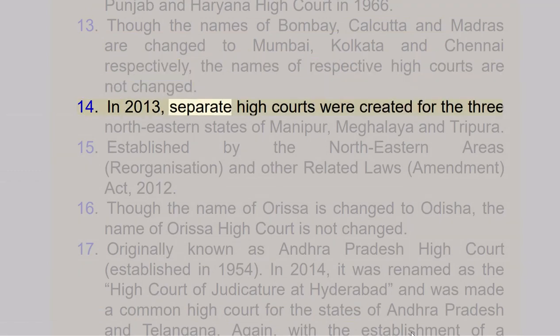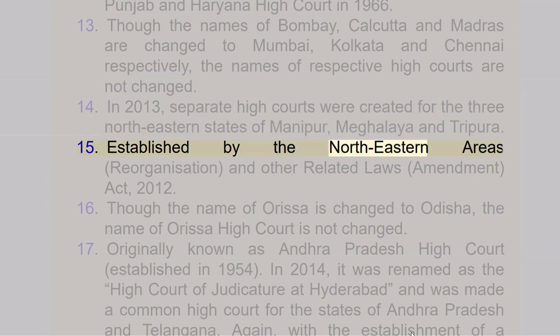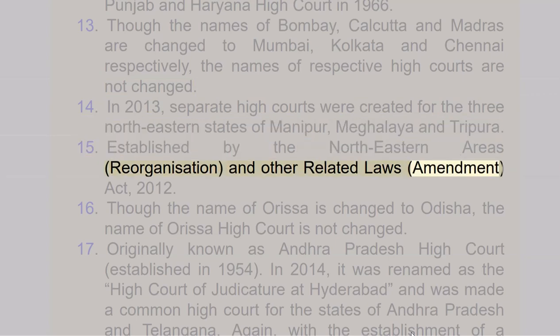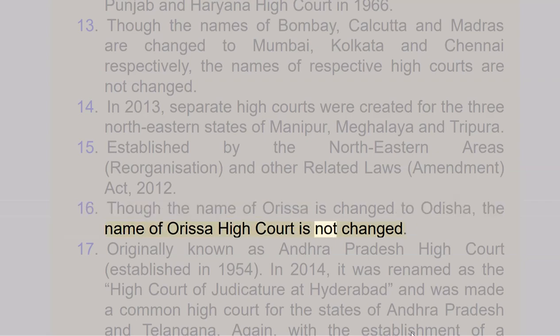14. In 2013, separate High Courts were created for the three northeastern states of Manipur, Meghalaya and Tripura. 15. Established by the Northeastern Areas Reorganisation and Other Related Laws Amendment Act, 2012. 16. Though the name of Orissa is changed to Odisha, the name of Orissa High Court is not changed.